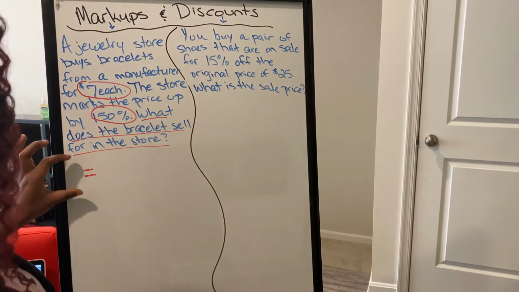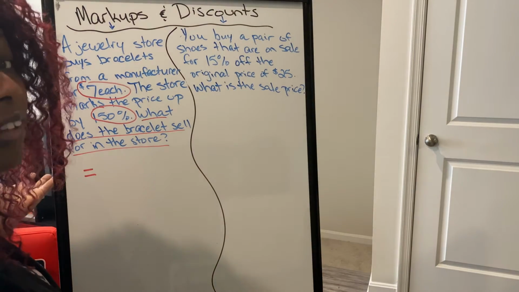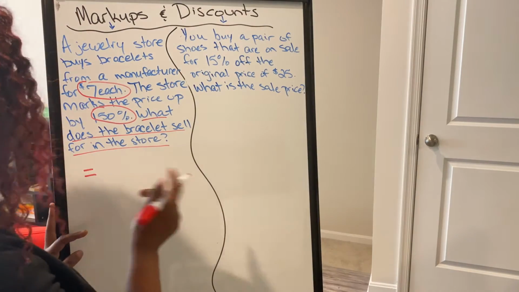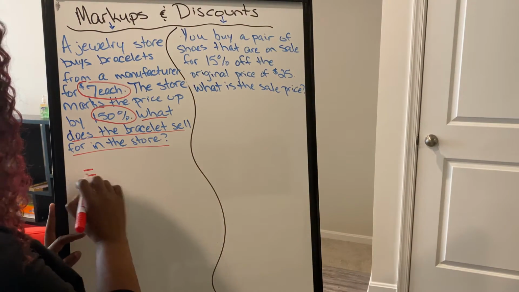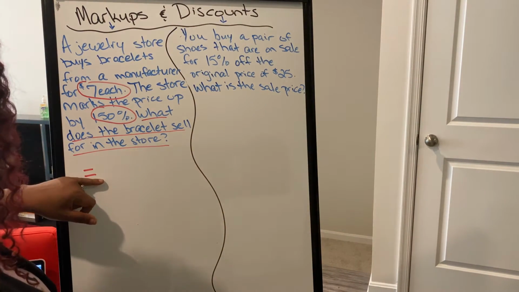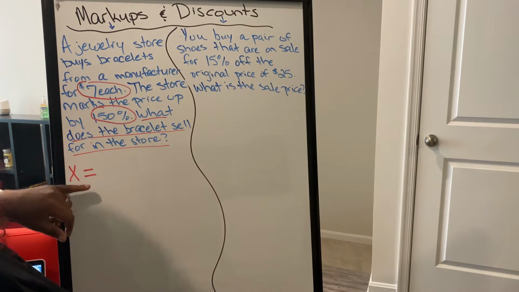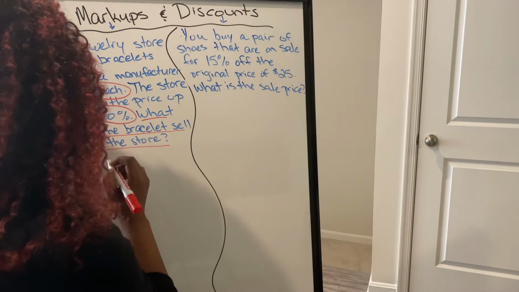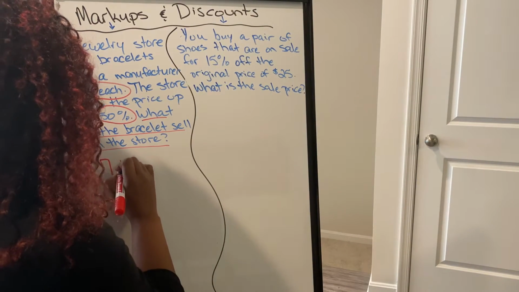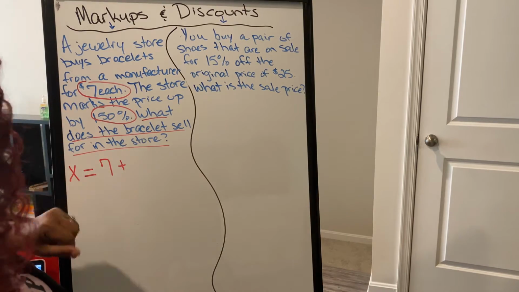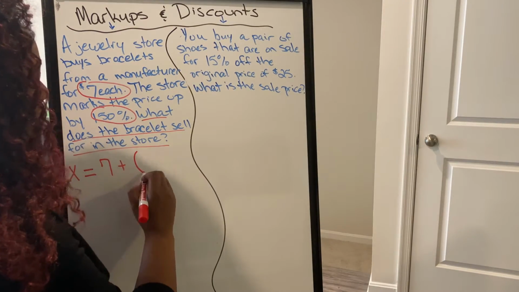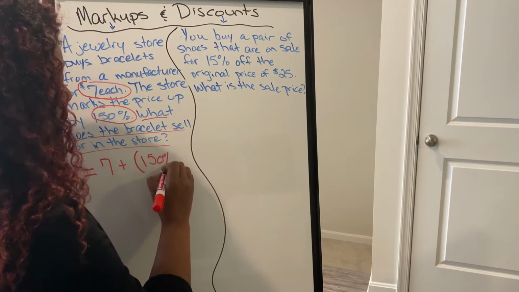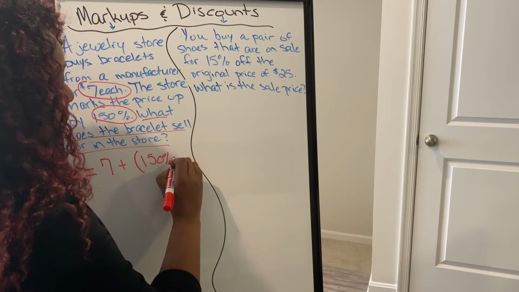You have your equal sign because we don't know what this is. So this is just our unknown value. So we can call it X because you guys do know expressions and equations. Or I could just kind of leave it here. So I'm going to say my retail value is going to equal the wholesale price, which was $7, plus the markup. The markup is 150% times the 7.